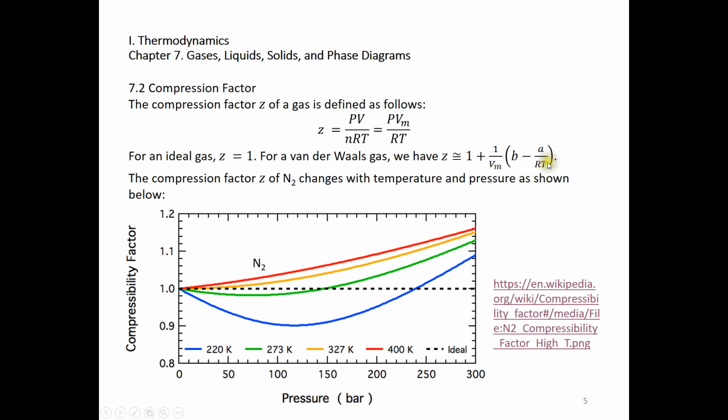If temperature is really high, then the repulsive force is predominant. Z is greater than 1, and only when T is low enough is it possible for these 2 terms to cancel each other. So at this Boyle temperature, when temperature is equal to A over BR, Z is approximately 1. So over here Z is approximately 1, here Z is approximately 1.